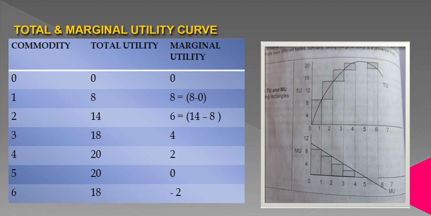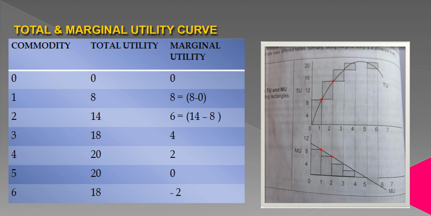Now let's see. When a consumer consumes a first apple, his total utility is 8. And when total utility is 8, his marginal utility is also 8. Now, when total increases to 14, marginal is 6. You can see when he consumes a second apple, his total increases to 14 and his marginal decreases to 6.